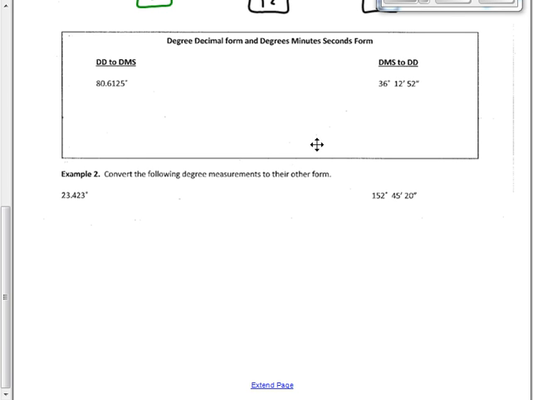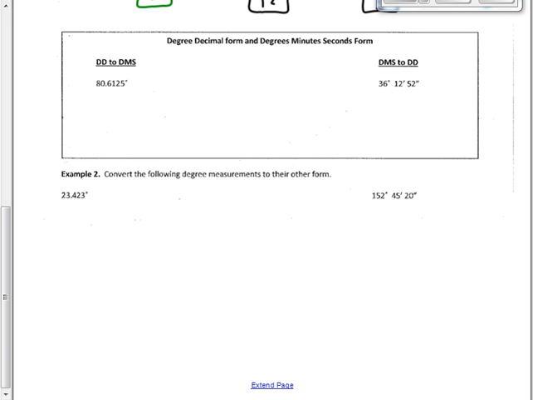The last part of this conversion idea is converting not from degrees to radians, but from degrees to degrees, minutes, and seconds. So breaking down a set of degrees. So here's a couple examples. The first one, I'm going from decimal degrees to degrees, minutes, and seconds. And we're going to do this by hand first, but then I'll show you how you can do it on the calculator as well. But first by hand.